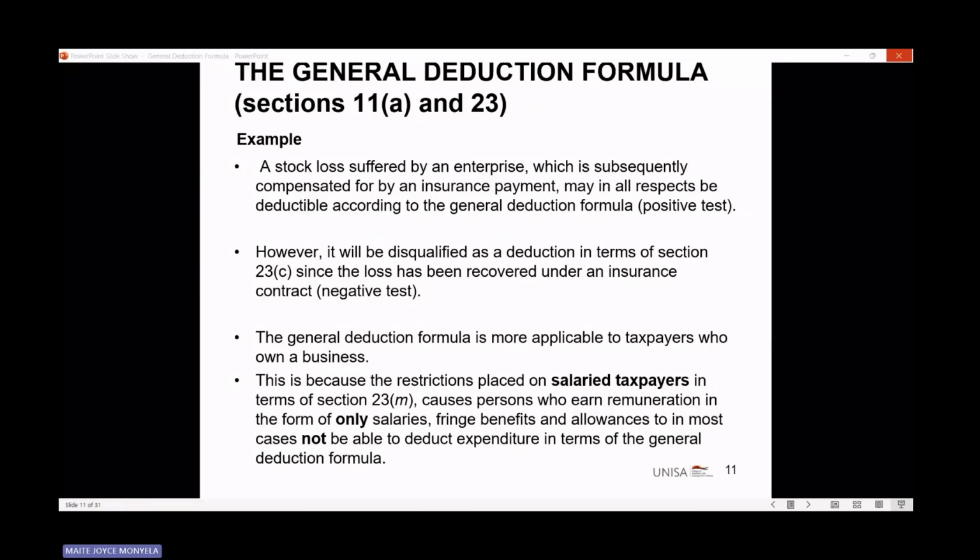Hi, Maite. Yes. From what I gathered, the positive test would be the loss that has been incurred, right? And then the negative test would be, for the example that you gave, that the loss has been recovered. In this example, it's if the insurance paid for that loss. Yes, that's right. But is there another instance where you can apply the positive and the negative test if it's not like insurance, for example?